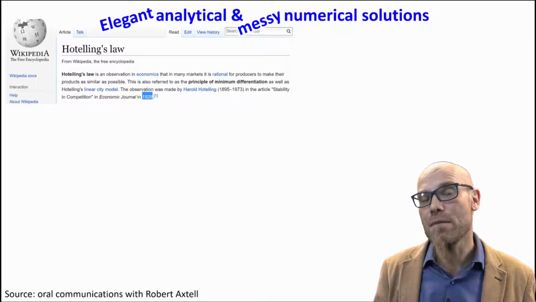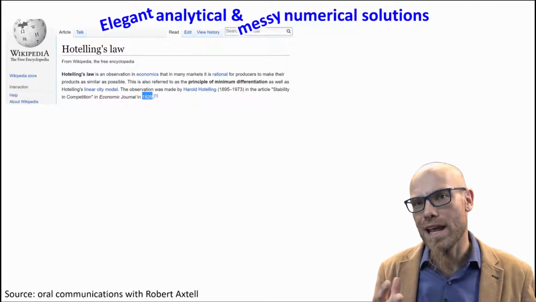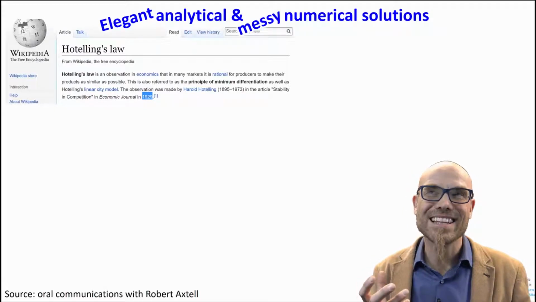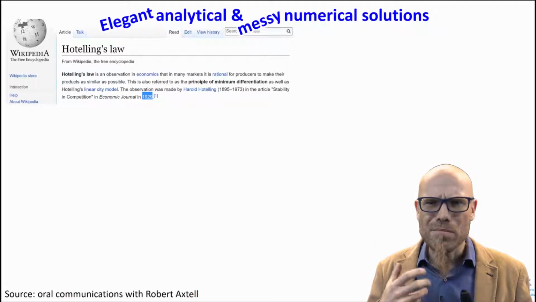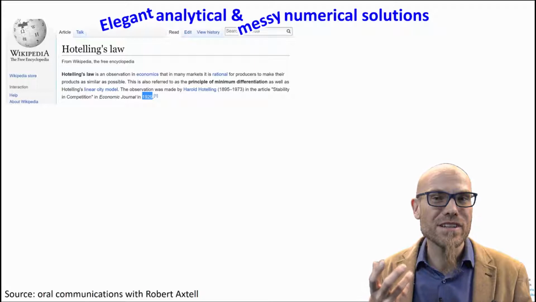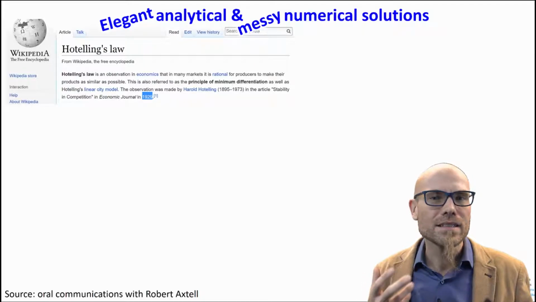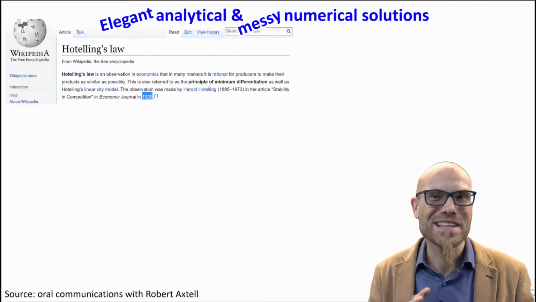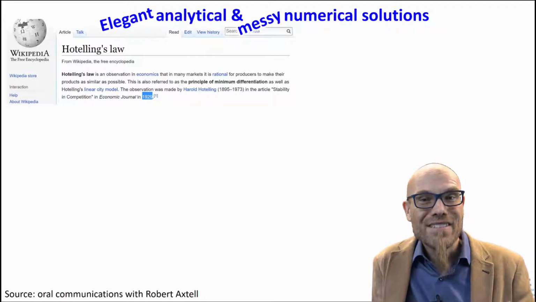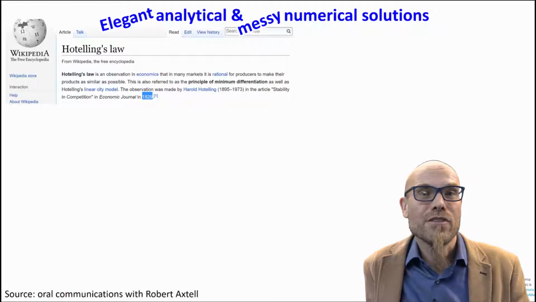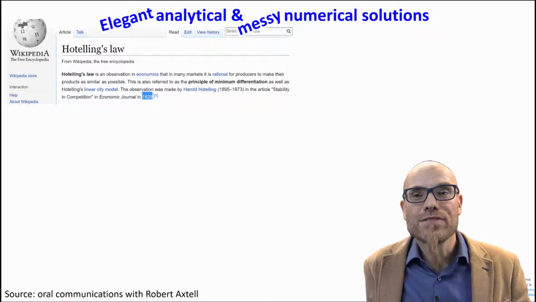To walk you through an example of this, a related critique is that, well, we have this elegant, beautiful equation, and you have this messy numerical solution that every time gives you something different. It's just as messy as reality, I would say, is a short response. But let me walk you through one of the main benefits of having these messy numerical solutions. And the example is from Hotelling's law.